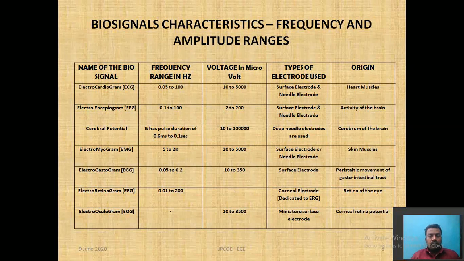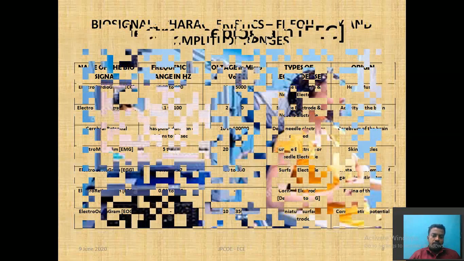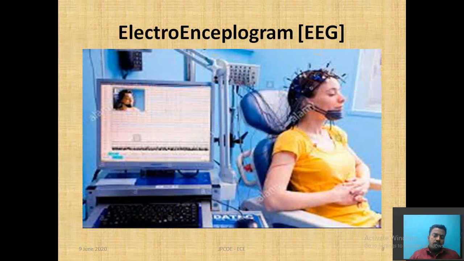The origin is the activity of the brain, neuron activity. That is the origin of the electroencephalogram biosignal. So this is the measurement method of EEG.